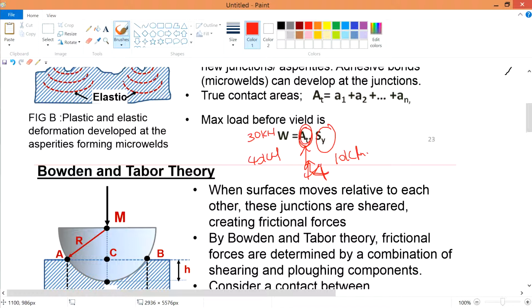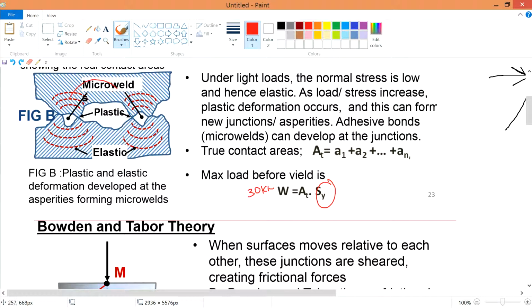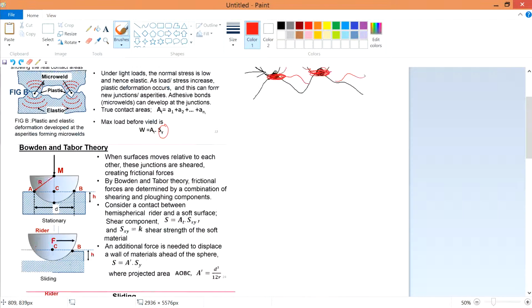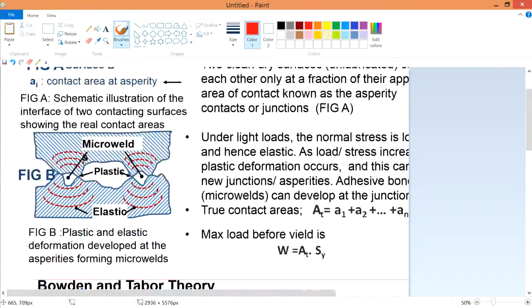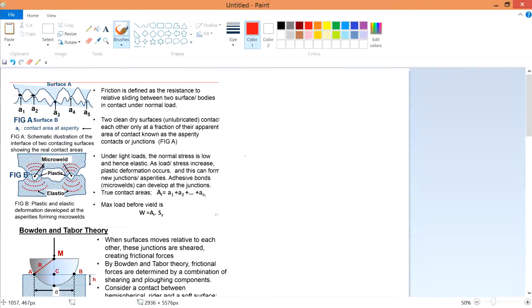So the less contact area we have, the better it is. Therefore you don't want micro welds to happen, or you try to reduce the micro welds so that there will be less junction contact area. Therefore you reduce the amount of force that causes yielding. Hopefully this is pretty clear as an introduction. It's actually quite a heavy chapter, and although it's not necessarily important, I think it's good that you check it out in the future.